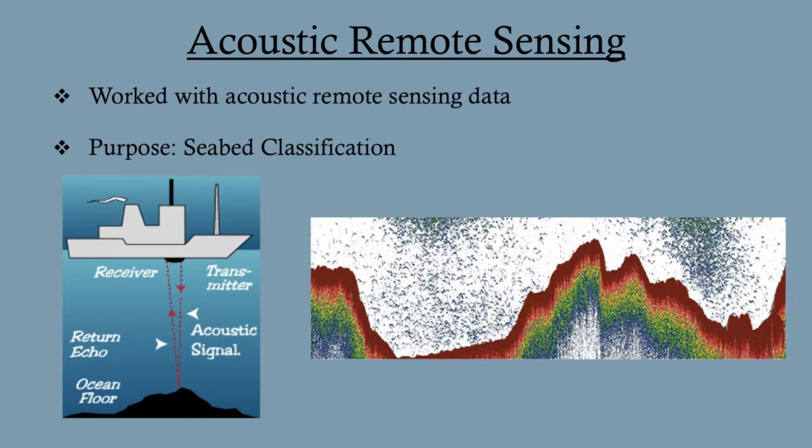And when this is done across a line or a transect, as you see here on the picture to the right, you can get an image of what the seafloor looks like. And all these little dots above the seafloor are actually fish, so we can use this technology to look at fish density as well. But I was interested in using this technology for a different purpose, which is to actually look at the acoustic return signal and determine what type of sediment is below the ocean.